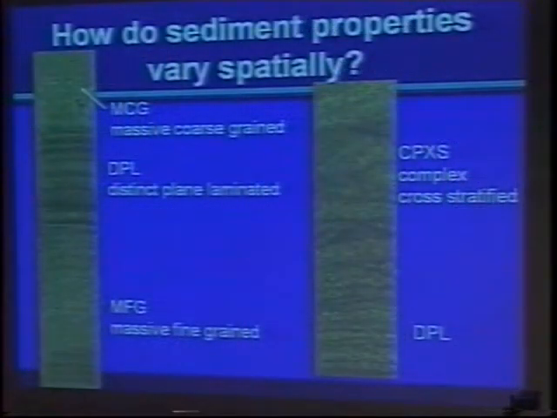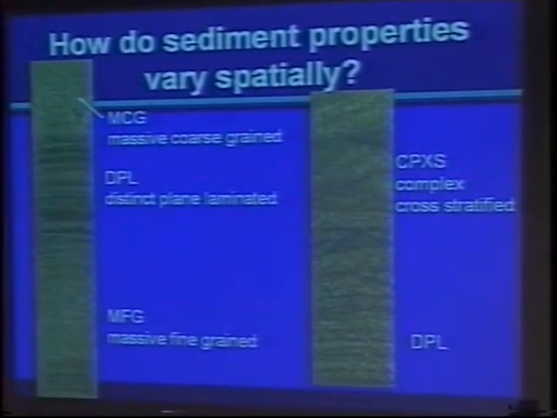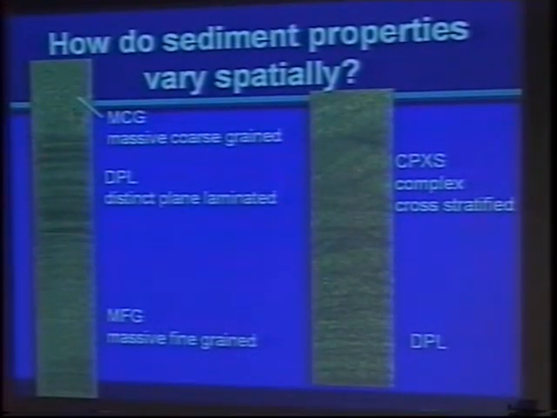The first thing that we do is map lithofacies, and the types of features that we're using here are the standard parameters that sedimentologists use to map any kind of sedimentary aquifer. That's grain size, sorting, laminations, distance between laminations, angle of the laminations, and so on. And by that mapping then, we produce descriptors like these: massive coarse-grained, distinct plane laminated, massive fine-grained, and complex cross-stratified.